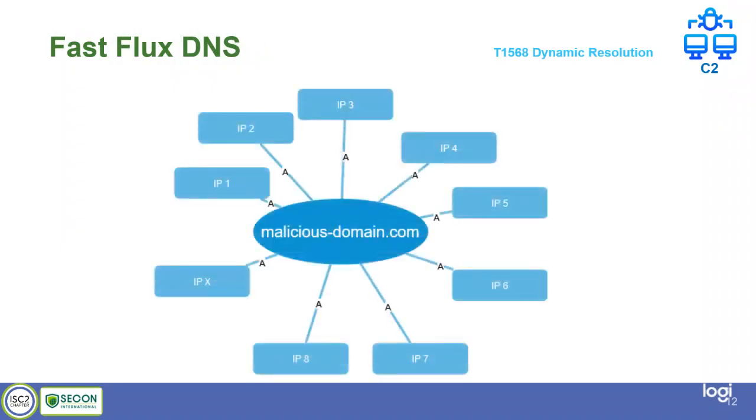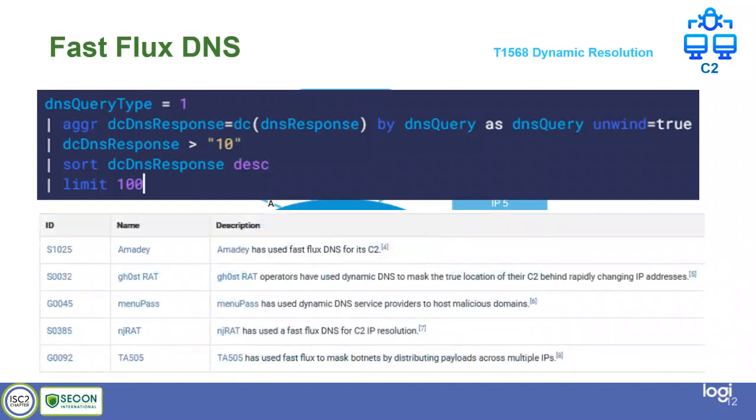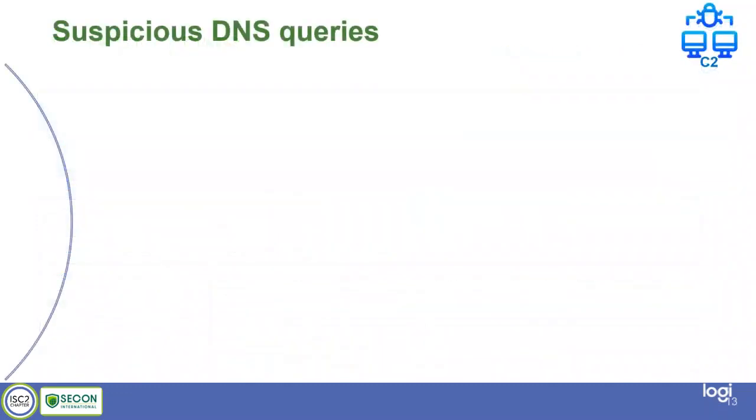So fast flux is a technique used by cybercriminals to increase the resilience of their infrastructure by making it more difficult for law enforcement to block the IPs. Detection of this technique is possible by detecting the occurrence of multiple IPs for one domain. As we see, many threat actors use this technique.